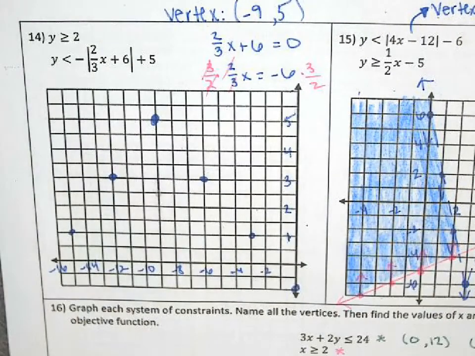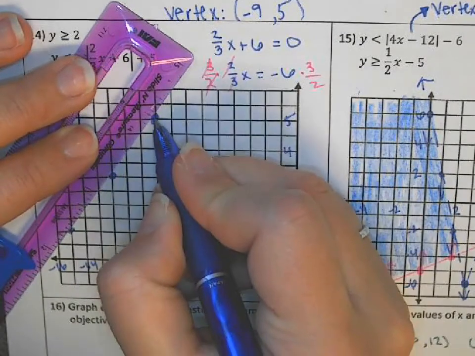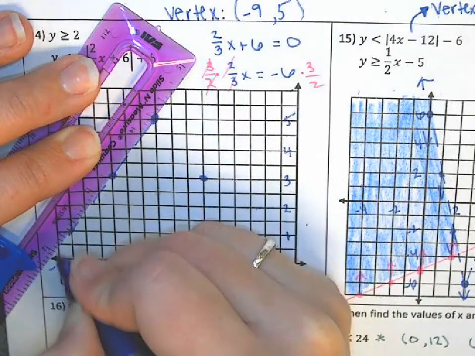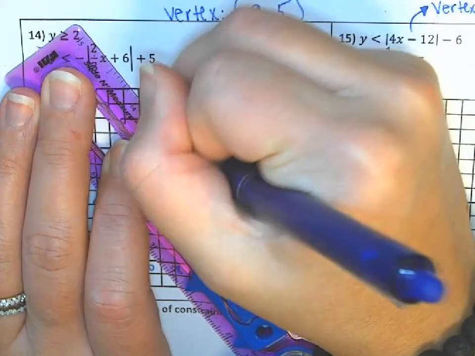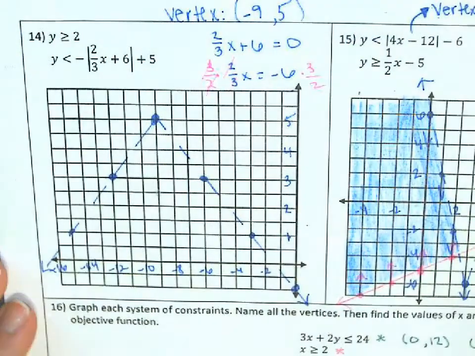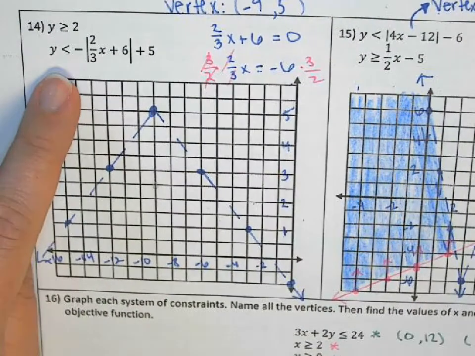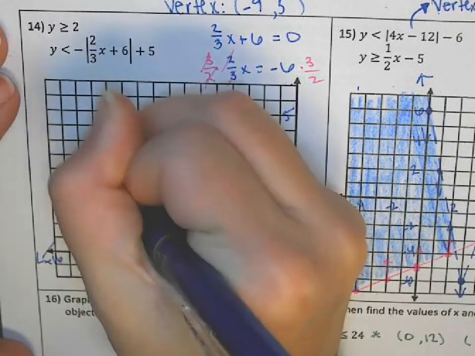All right, and then how do I connect this? A solid line or dashed? Dashed. Now, I already said this, but how do I shade on this one? Y is less. Where do I shade? Down. So from all these points, I know I'm going to be shading down.